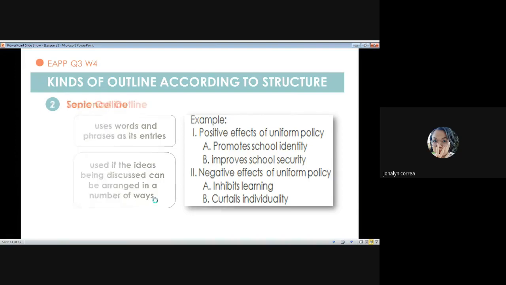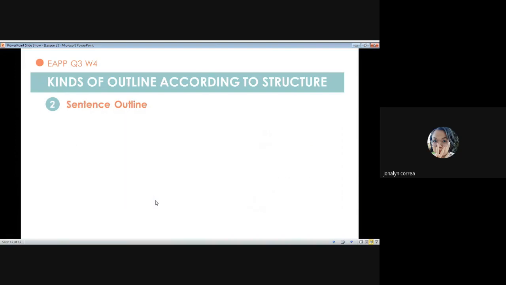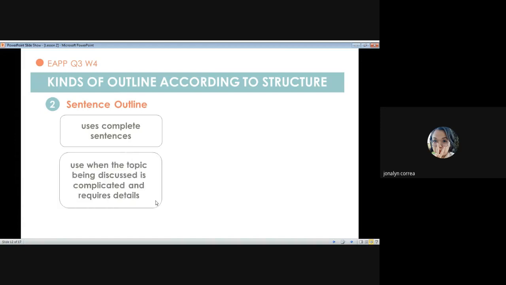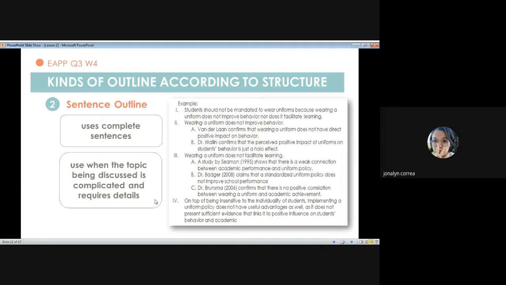Then another kind of outline, number two, is the sentence outline. So here we use, of course, sentences. It is used when the topic being discussed is complicated and requires detail. When your topic is much more complicated than a usual topic where you can choose which data to present, your entries can be sentences.